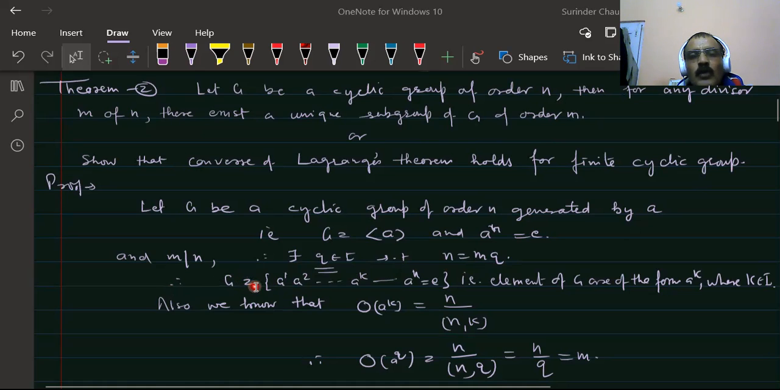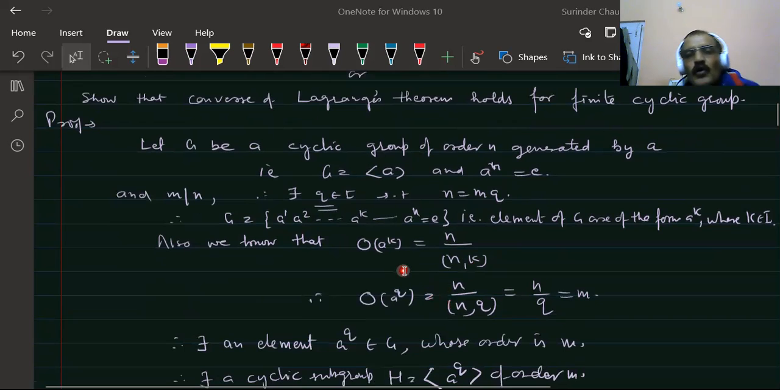Because G is a cyclic group of order n and generated by a, the elements of G will be a, a square, up to a to the power n, which is equal to e. Elements of G are of the form a to the power k, where k is an integer. And also we know from the previous theorem that the order of a to the power k is equal to the order of the group upon the greatest common divisor of the order of the group and the index of the element. So this is the general result.